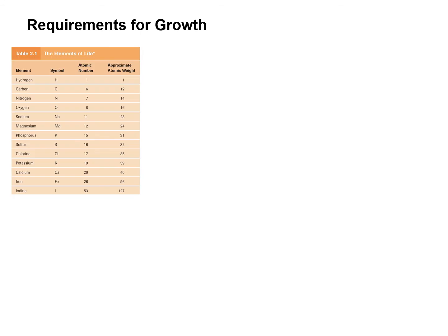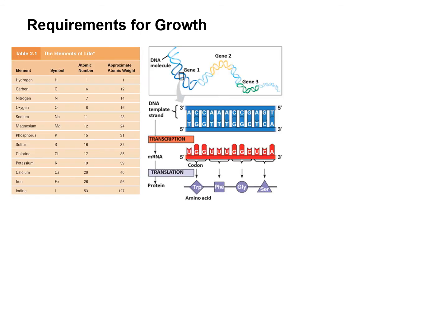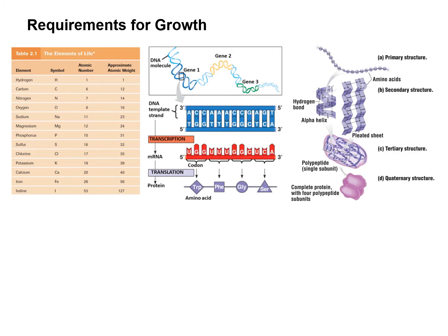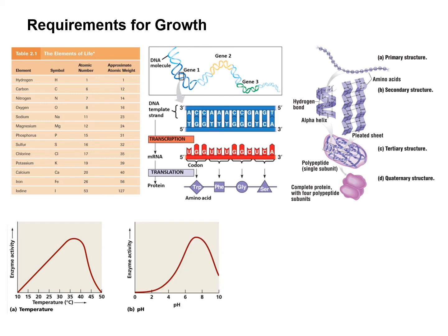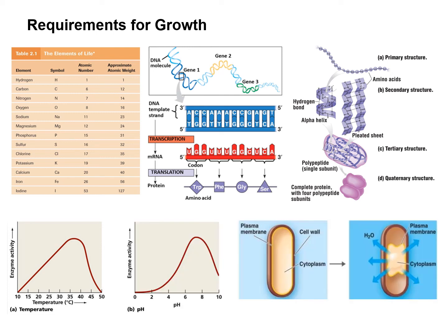So as a review from the previous chapters, in order for a bacterial cell to be able to metabolize and grow and divide, it needs chemical requirements, it needs gene expression, it needs the proper structure of the enzymes, it needs its physical requirements such as temperature, pH, and osmotic pressure. So if you want to control microbial growth, to prevent them from growing, you can affect any of these things.